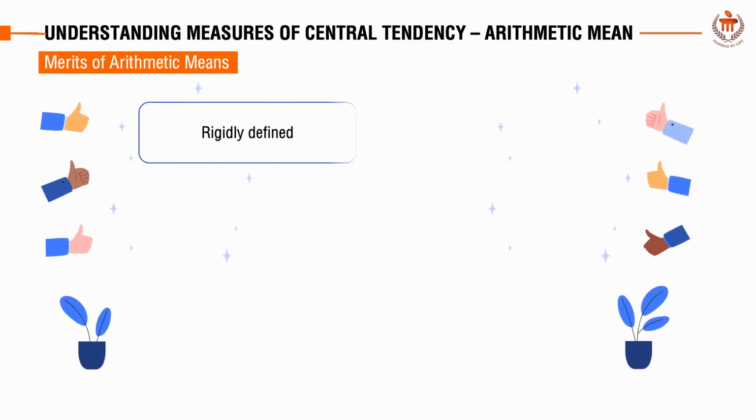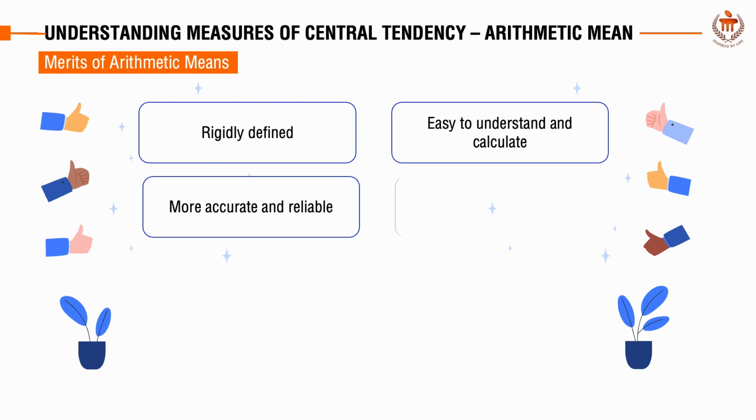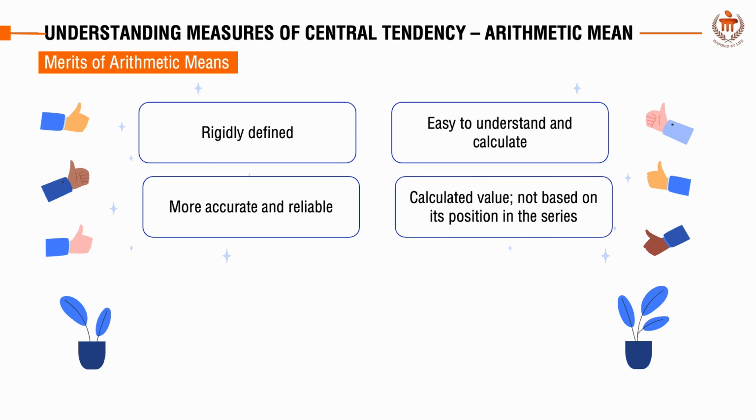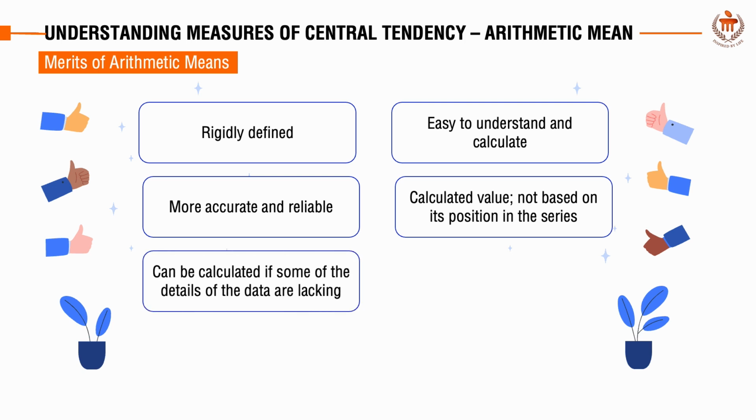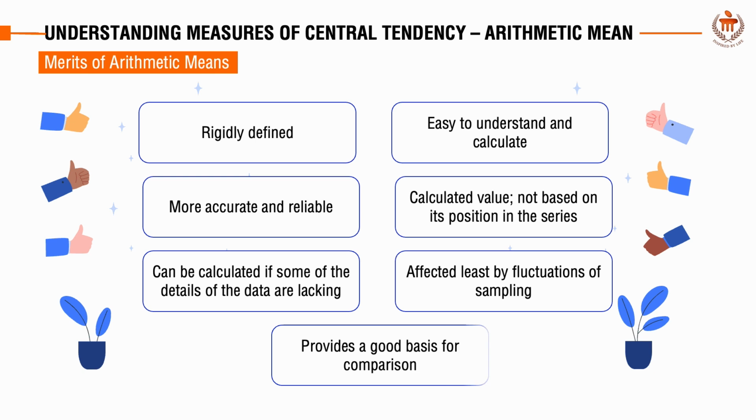So what are the merits of arithmetic mean? It is rigidly defined, and it is easy to understand and calculate. It is more accurate and reliable. It is a calculated value and is not based on position in the series. It is possible to calculate even if some of the details of the data are lacking. It is affected least by fluctuations of sampling, and it provides a good basis for comparison.